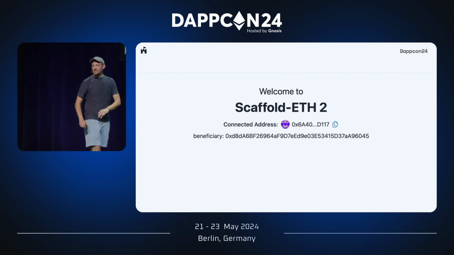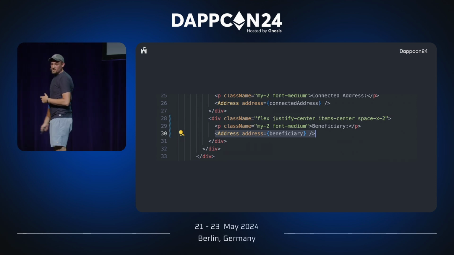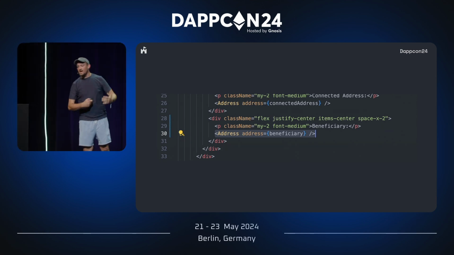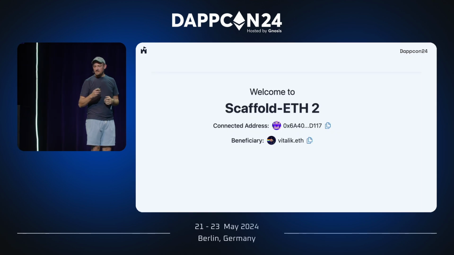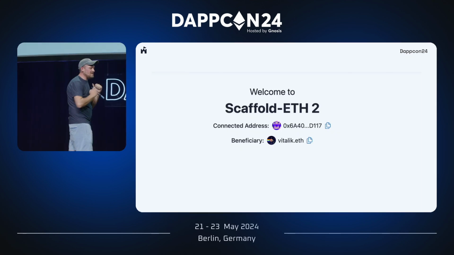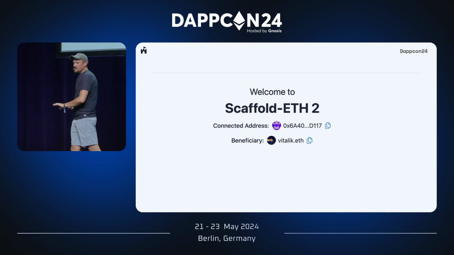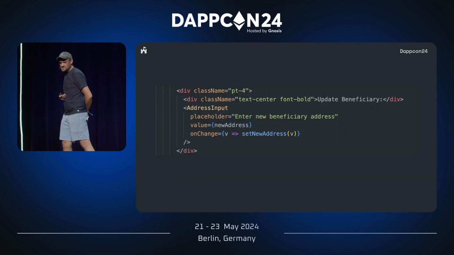Very ugly, right? If you want to make this look good, let's take that beneficiary and let's chuck it in one of those address components that comes with Scaffold ETH out of the box. Oh, that looks much better. You got that ENS avatar, you got that ENS name, you got a little clicky copy button. Very nice. And I guess Vitalik is the beneficiary.